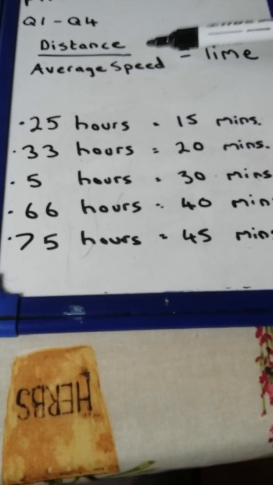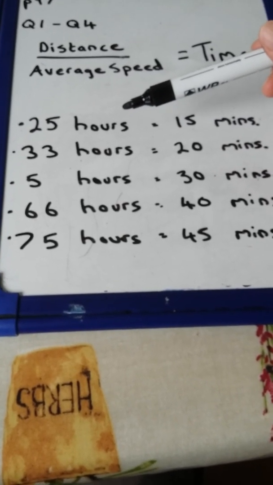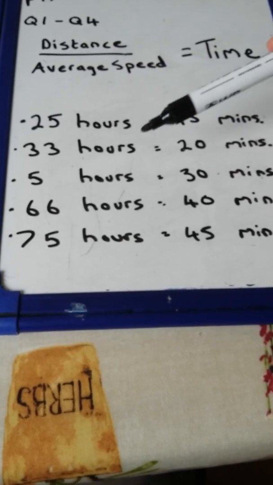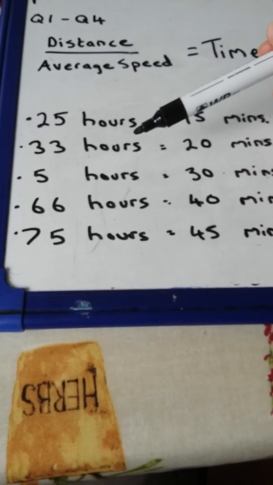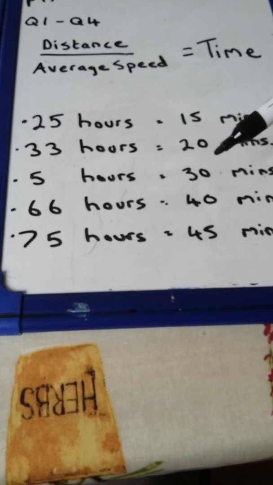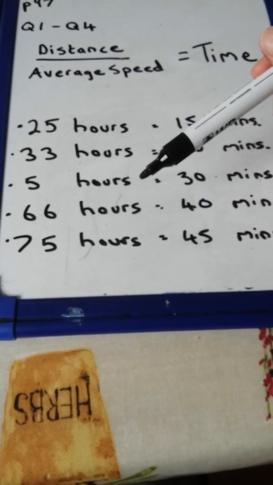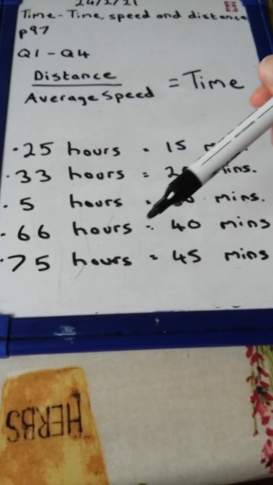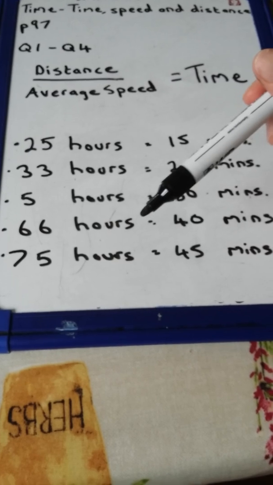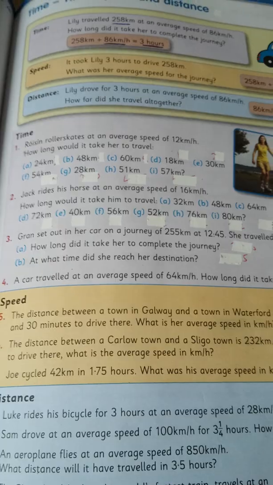You need to know this stuff now. Whenever you get 0.25 hours, it's a quarter of 60, which is 15 minutes. An answer of 0.33 hours is a third of 60 minutes, which is 20. 0.5 is half of 60, which is 30 minutes. 0.66 is 2/3 of an hour. 2/3 of 60 is 40 minutes. 0.75 is 3/4 of an hour, which is 45 minutes. You need to remember these.